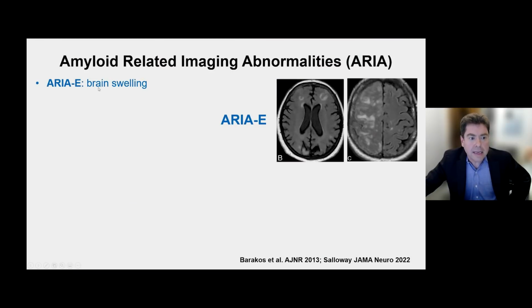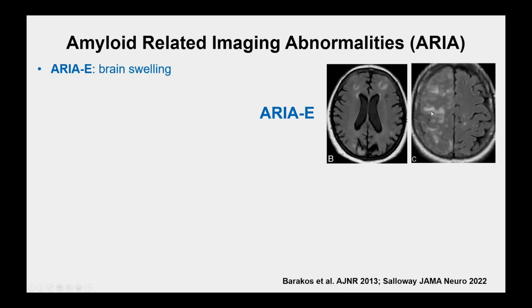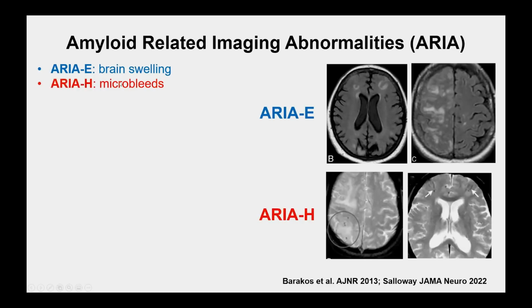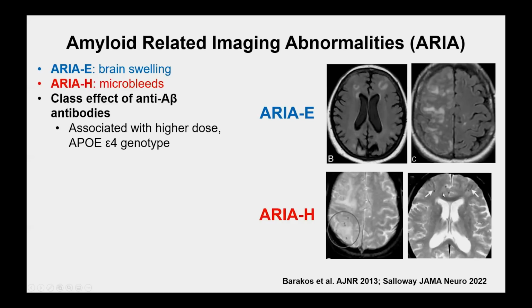Now, importantly, these antibodies can also cause significant side effects. These are called amyloid-related imaging abnormalities, or ARIA. This is called ARIA-E, which is basically brain swelling. On these MRI scans, white signal here represents swelling in parts of the brain where there was no swelling before getting this treatment. ARIA-H stands for hemorrhage or microbleeds. These little dark dots represent tiny little bleeds that were found in people who were getting this drug. And in fact, this is a class effect. All the antibodies against amyloid beta can cause this side effect. It is more common in people who get high dose drugs and in people who have the ApoE4 genotype, the risk gene that I told you about.